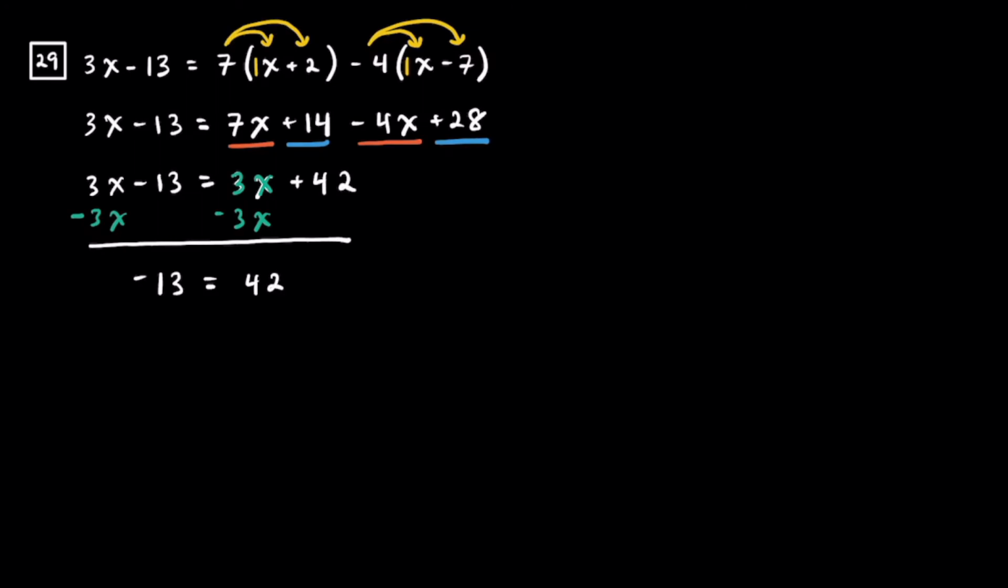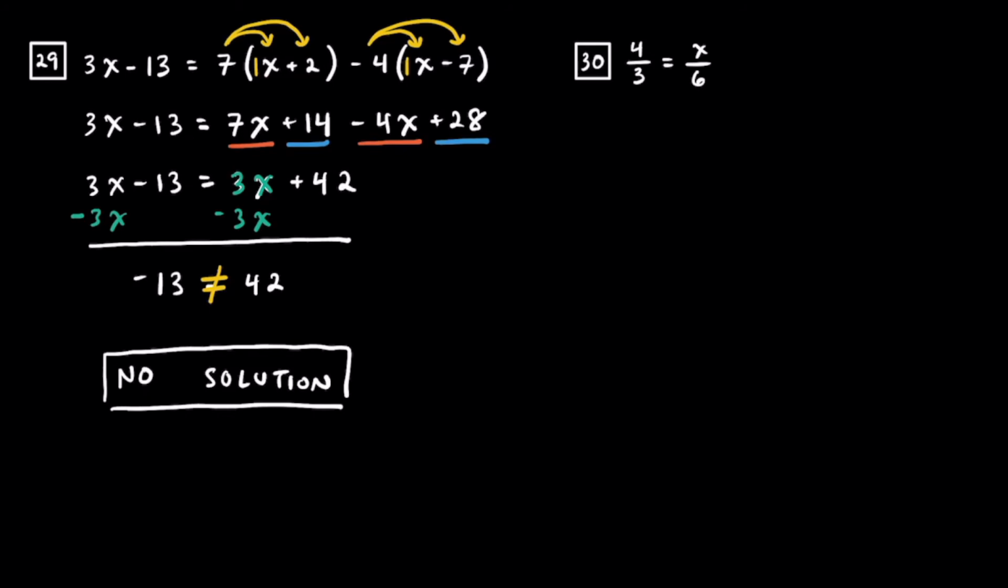So this can't be true, right? Negative 13 doesn't equal positive 42. So for this equation, again, we're going to say that there is no solution. Okay? There's no value for x that can make this equation true.